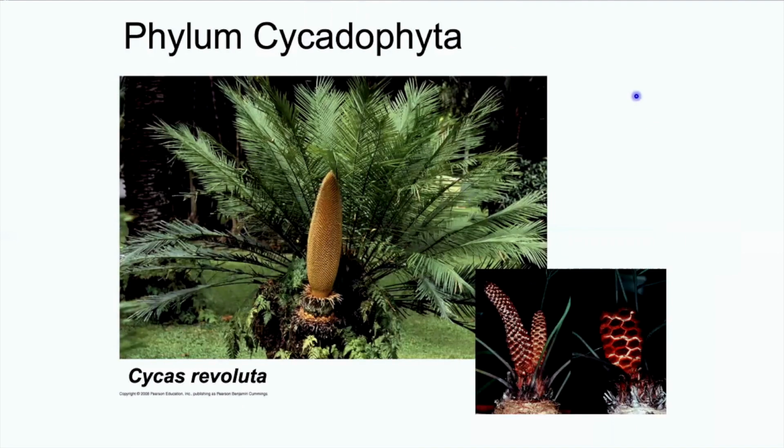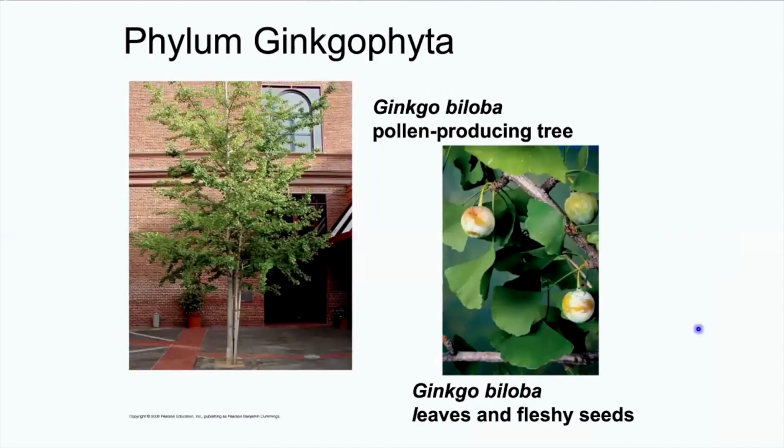This is a cycad, picture of one here. They look like palm trees, but they're not. They do have that big sort of type of leaf, but when we see the cones that they reproduce with, they're clearly gymnosperms.